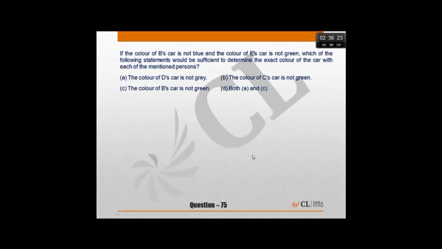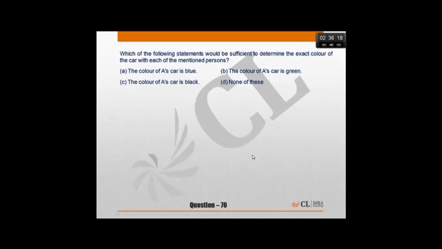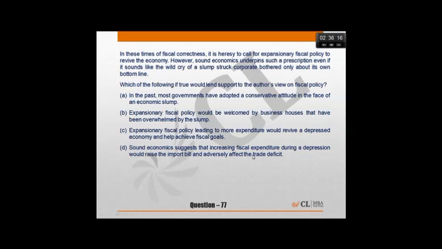Again, arrangement and colors of cars. Okay, 2 questions. Not too much data, so they can be attempted. Question 77, let's look at attempting this.